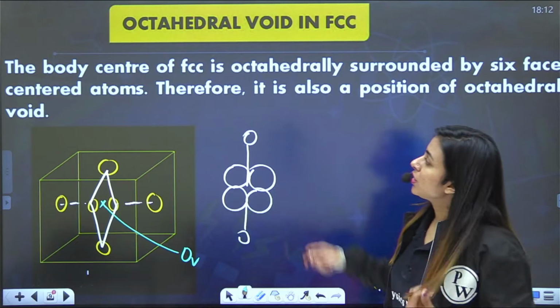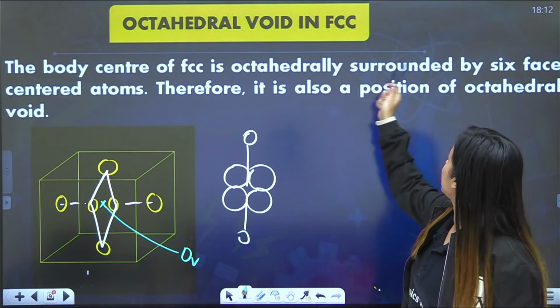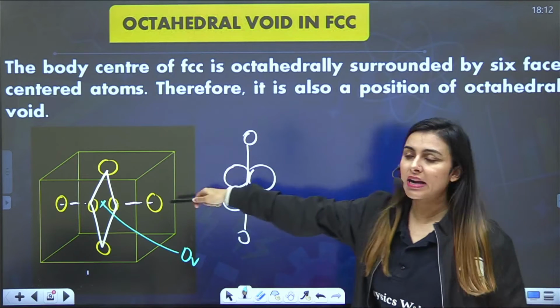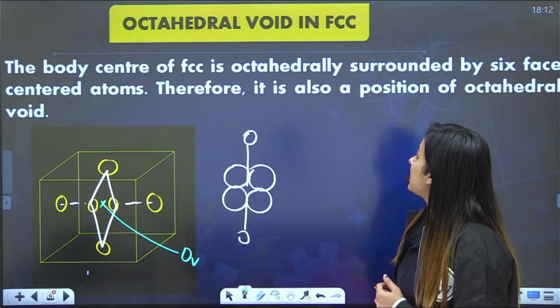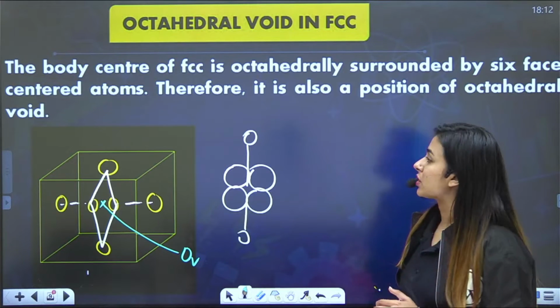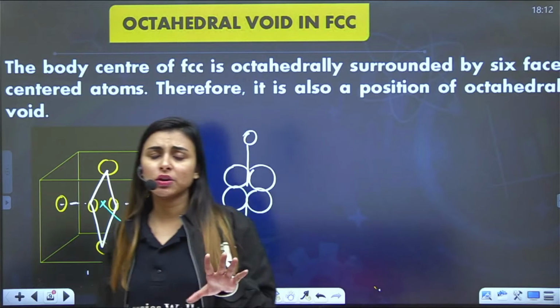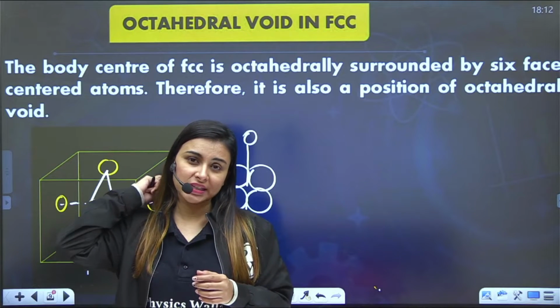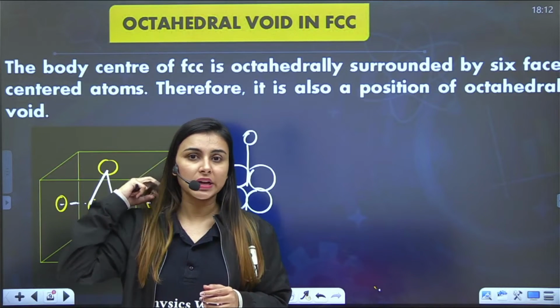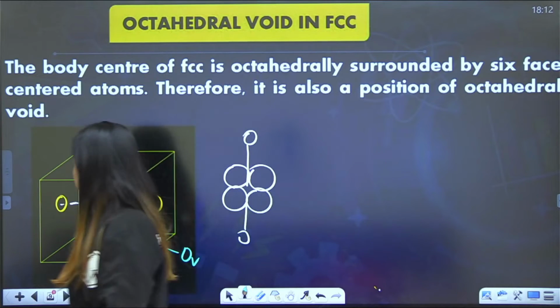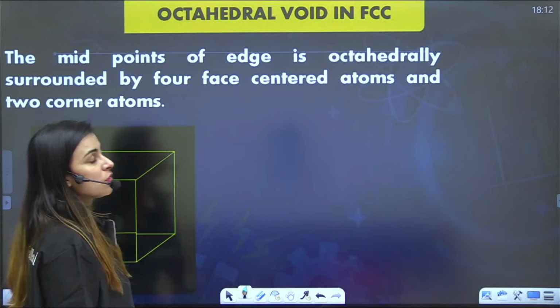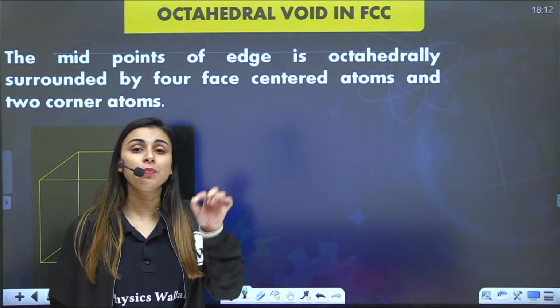Okay, so the body center of FCC is octahedrally surrounded by six face centered atoms. Therefore it is also a position of octahedral void. Okay, perfect. I hope you're clear with this, that why in a FCC your body center has an octahedral void. Now let's try to understand how your octahedral void is present at each midpoint of your edge.